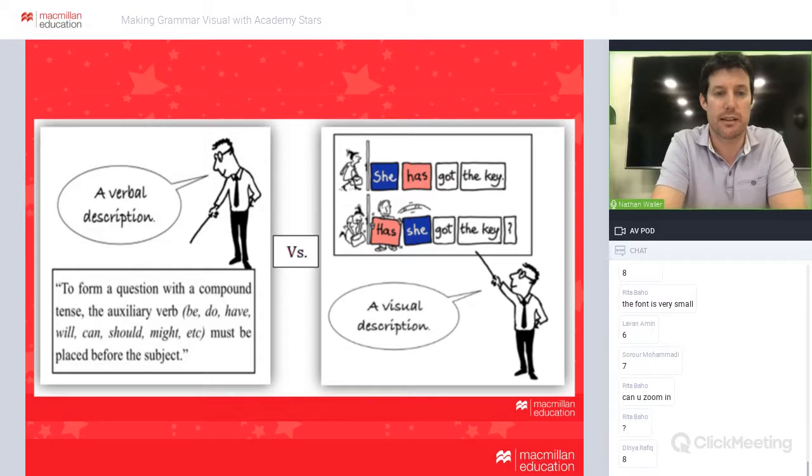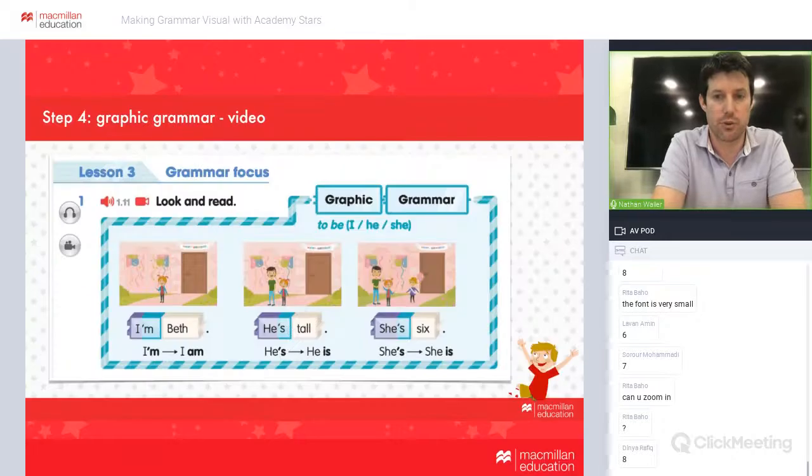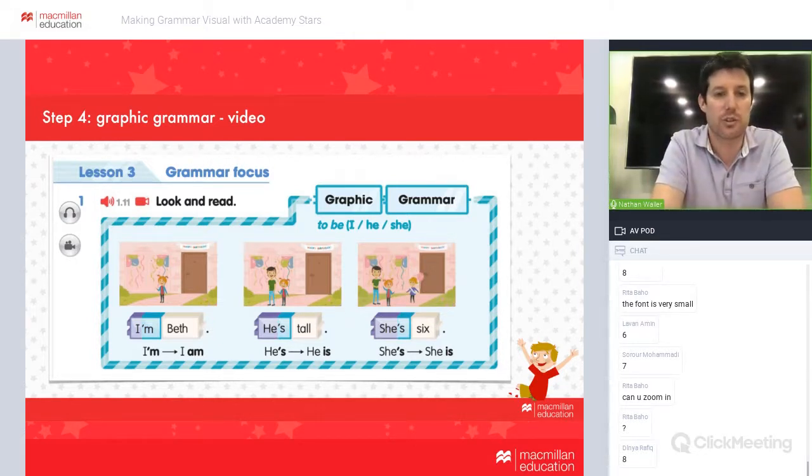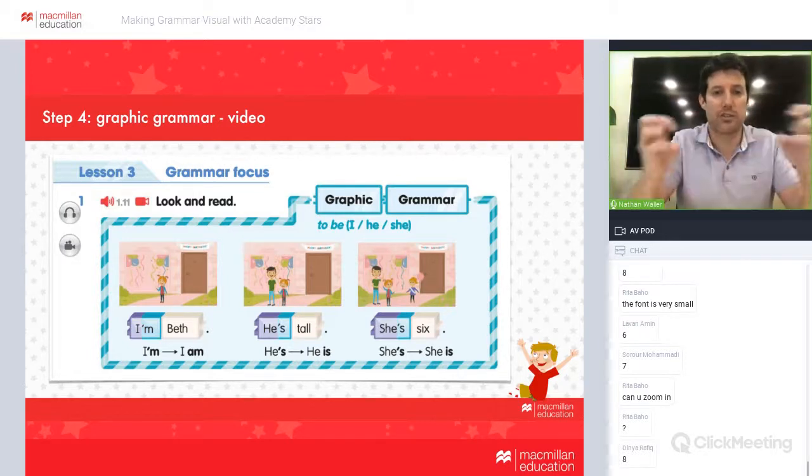Nicely modeled, nicely scaffolded. If we try to describe a grammar to them, we're probably going to get a lot of blank looks, I would have thought. I'm sure you've got lots of experience of trying to explain grammar concepts to young children and them not really getting it. So here it is. So we're going to look at the video. It's laid out for them in the book this way so they can see it. What they need is they need to really engage with that. So there's an actual contextual video for every grammar point, and it shows them very visually how we actually changed the language.